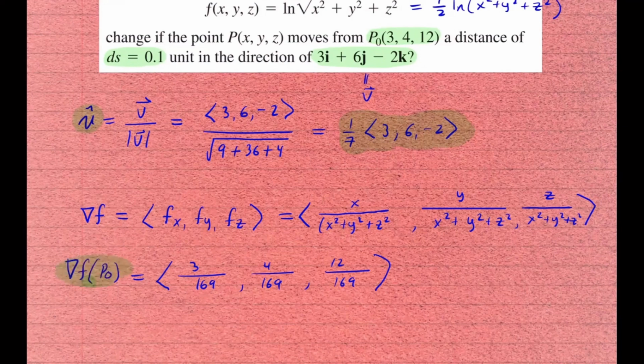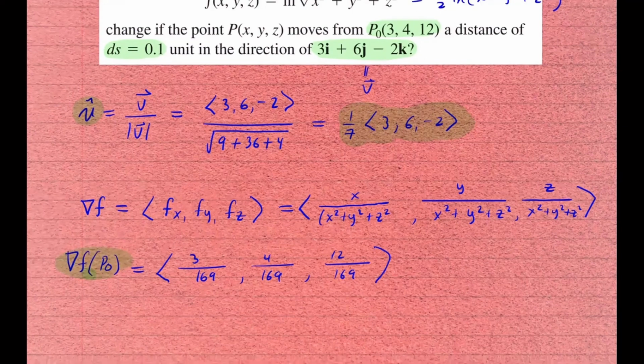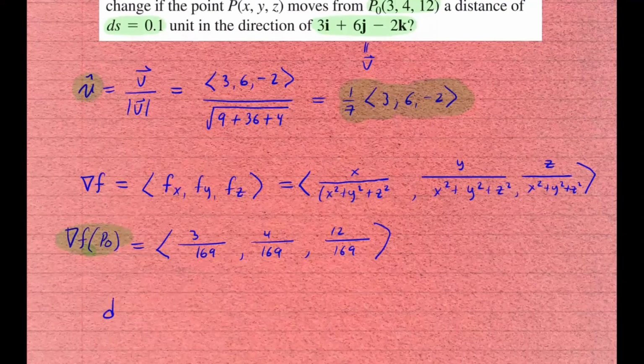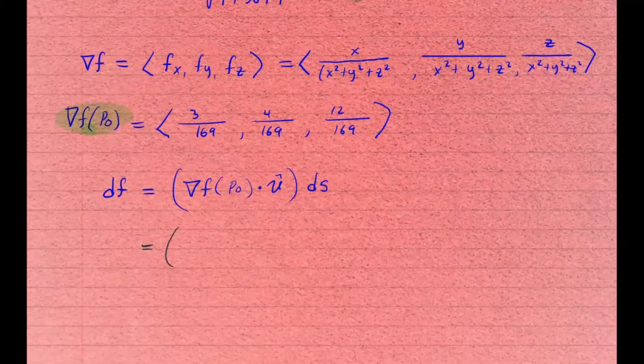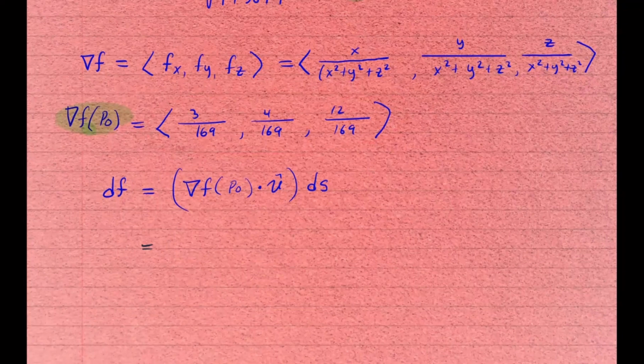All right, so we got the gradient vector. Now we're ready to figure out what our change in this function is. So the change in f is going to be the gradient of f evaluated at P0 dotted with the unit vector u, and we're going to multiply by that little change ds. So now let's substitute what we got here. So we're going to go ahead and substitute our gradient vector at P0. So we know this is going to be 3 over 169, 4 over 169, and 12 over 169.